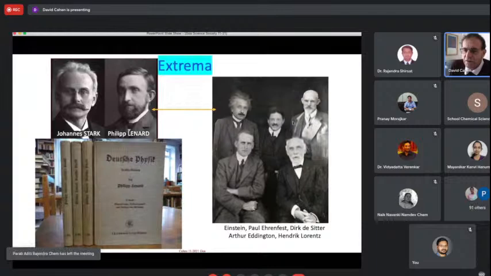De Sitter was a Dutch astronomer, and Arthur Eddington, we'll come to now, an English astronomer. Here they're shown in the picture in Leiden, the Netherlands.